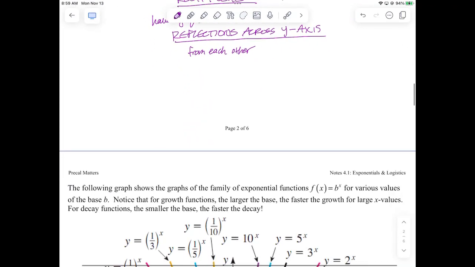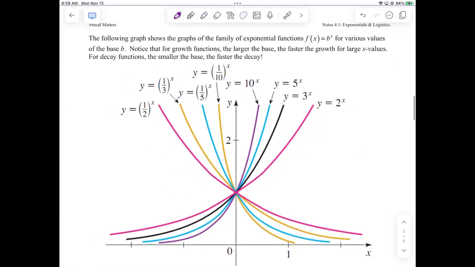Now you could see that clearly in this little diagram right here. If you notice 2 to the x, and if you reflect it across the y-axis, you get 1/2 to the x. If you see 3 to the x and you reflect it across, you get 1/3 to the x. 5 to the x becomes 1/5 to the x. 10 to the x becomes 1/10 to the x.